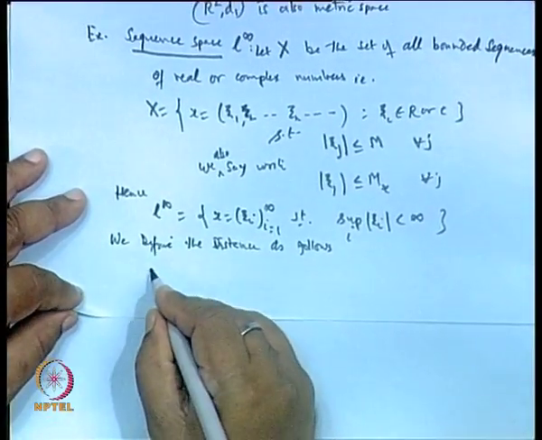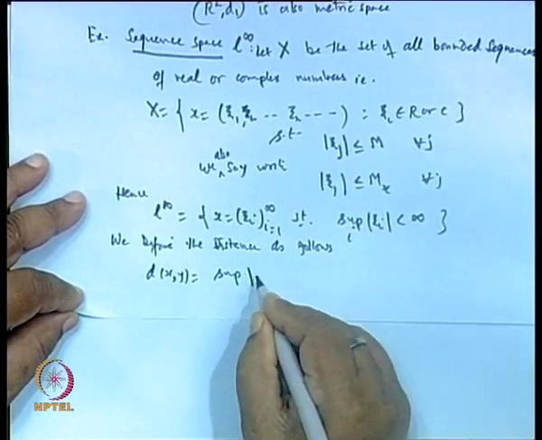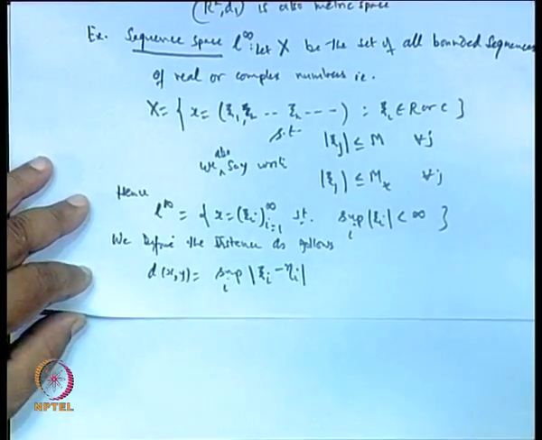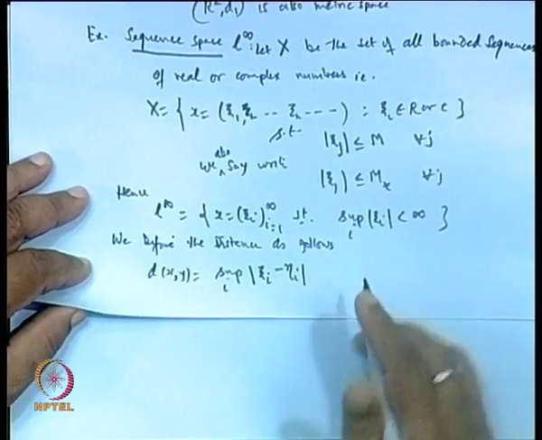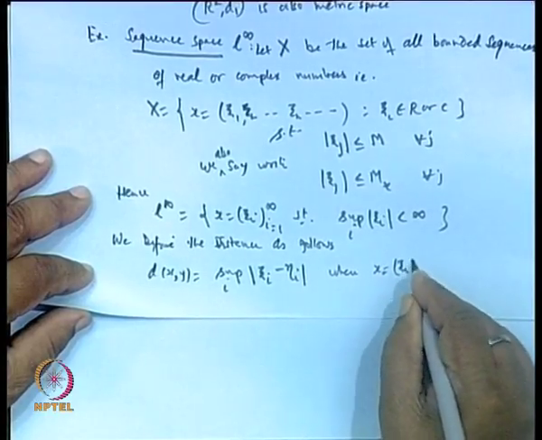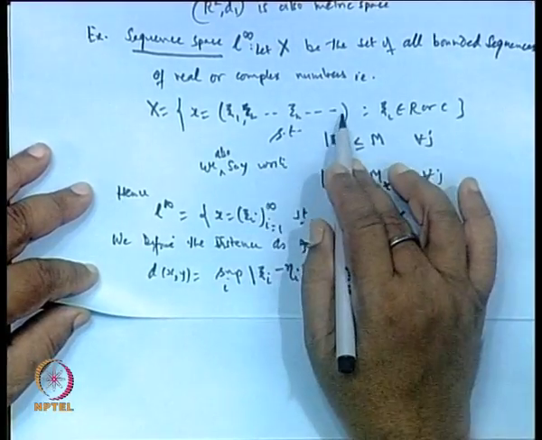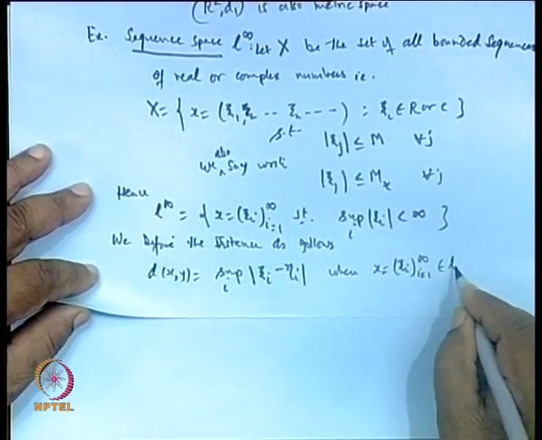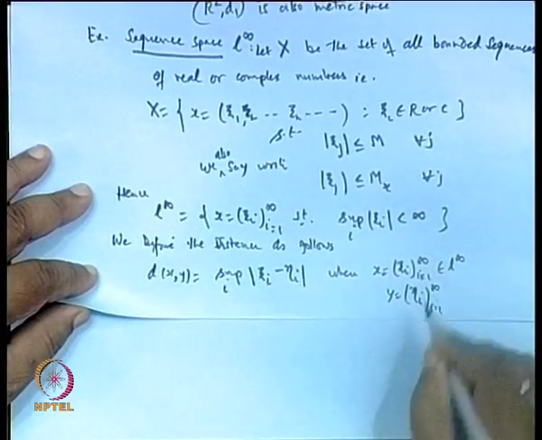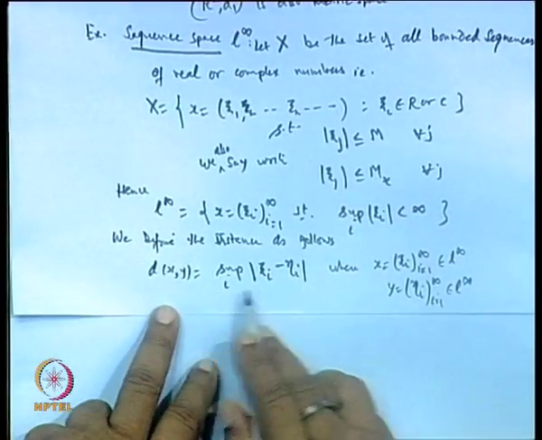Take the two points x and y, and let us define the distance as the supremum of |ξ_i − η_i| over i, where x is (ξ_i), i from 1 to infinity. So, it is a sequence of this type. In short, we write x = (ξ_i) belongs to l-infinity, and y = (η_i), i from 1 to infinity, also belongs to l-infinity, and we are introducing the notion of distance as follows.